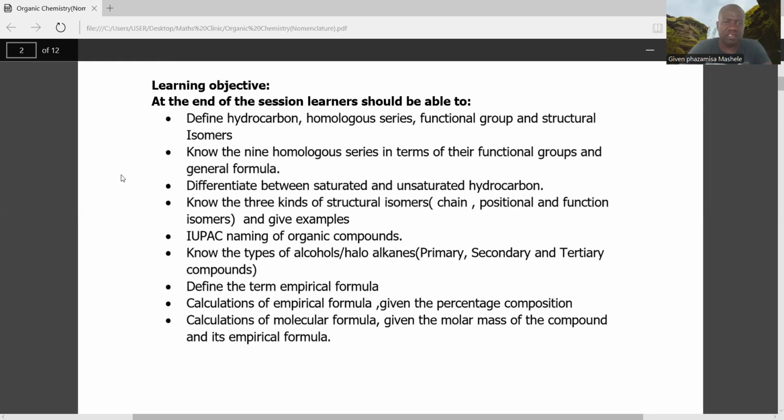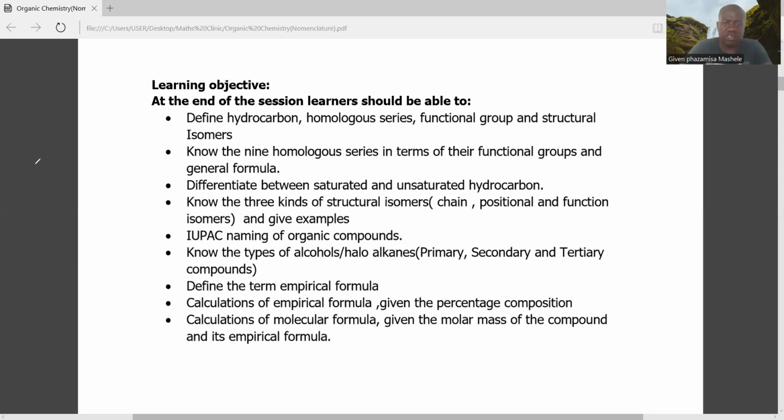To the next bullet point. The next bullet point says you must be able to differentiate between saturated and unsaturated hydrocarbons. Remember, I said we have 3 types of hydrocarbon. The first one is an alkane, the one with the general formula CnH2n+2. The second one is an alkene with the general formula CnH2n. Then we also have the alkyne, which is CnH2n-2.